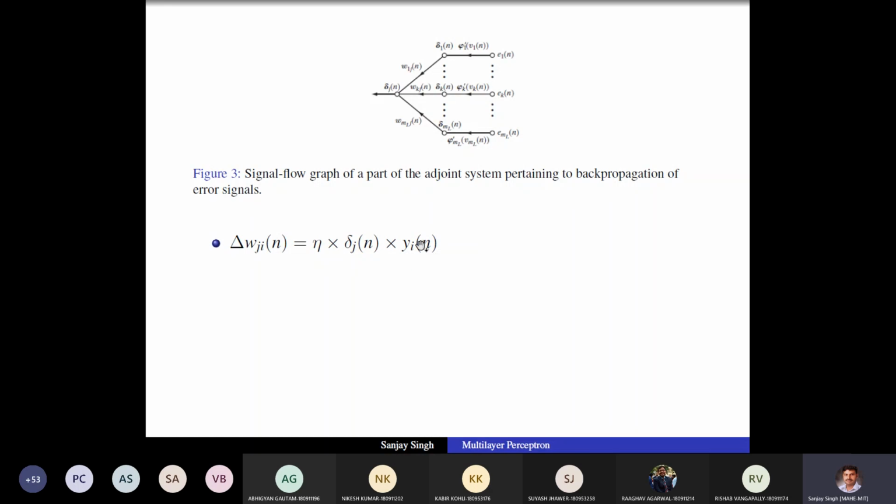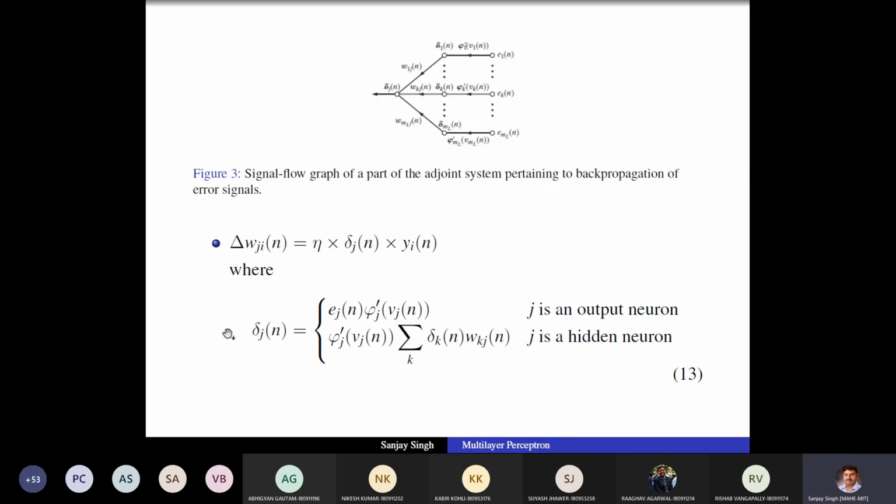Remember that it is from the previous layer. And the local gradient delta j is e_j(n) phi prime j (vj(n)) if j is an output neuron. Remember that. However, if j is a hidden neuron, this delta j value changes to this. So this completes the backpropagation algorithm.